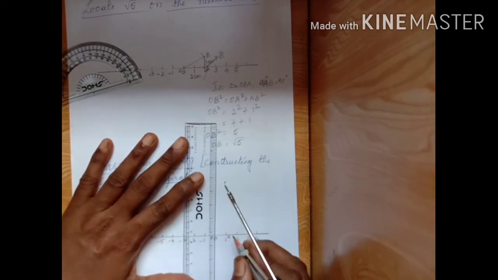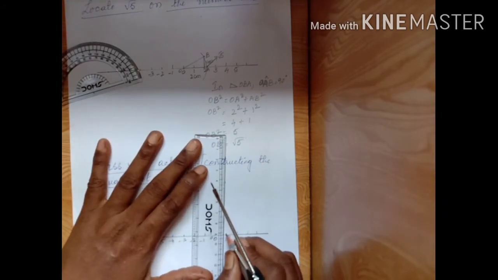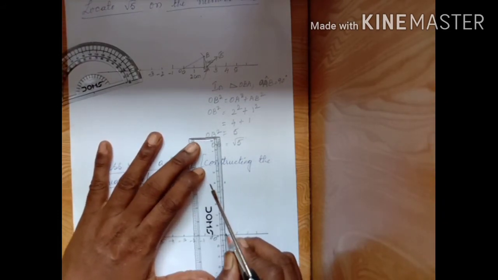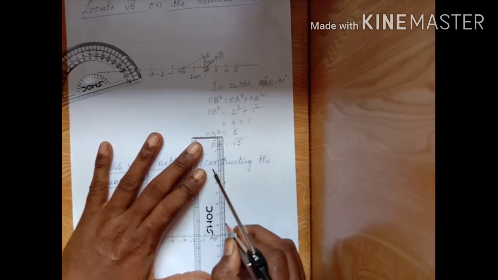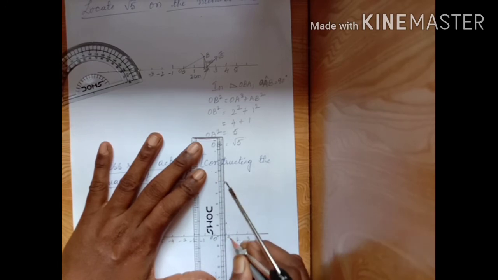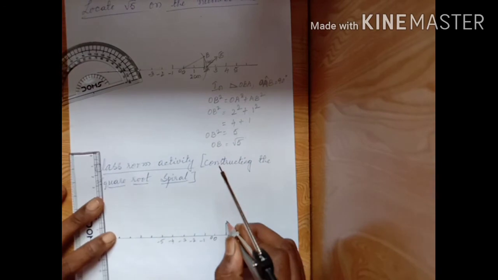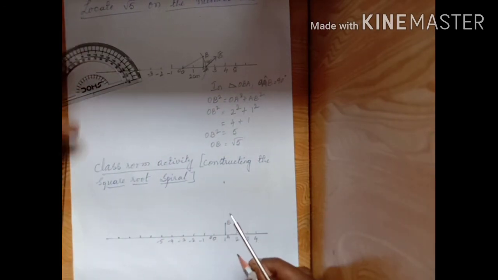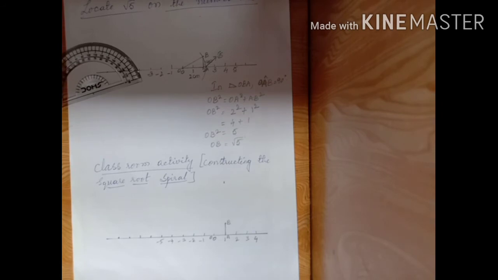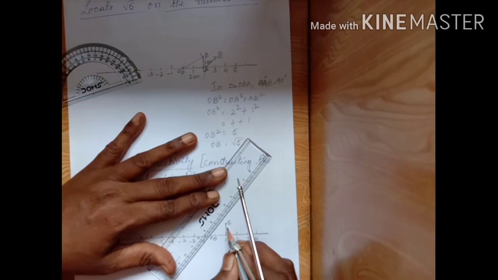Now we have to draw a line which measures 1 centimeter on this perpendicular line. I am marking 1 centimeter on the perpendicular line and drawing that. Call that point B, children. Now the next step is we have to join OB with the help of the scale.